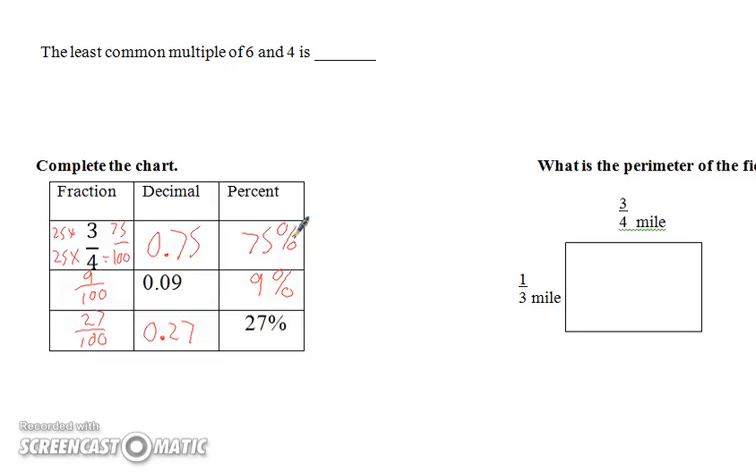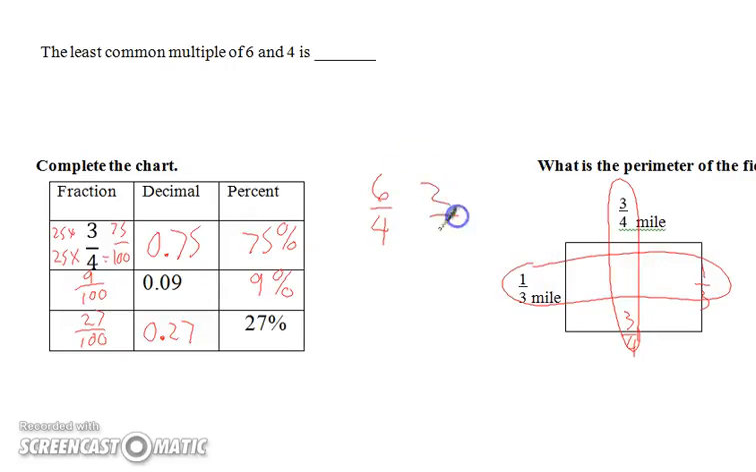What's the perimeter of the field? Find the perimeter, I need to add up all the sides. So this side is also 3/4, and this side is also 1/3. Some people like to go ahead and just add these two right now. 3/4 plus 3/4 is really 6/4, and I know it's improper. Don't worry about it right now. 1/3 plus 1/3 would be 2/3, and I'm going to add them together.